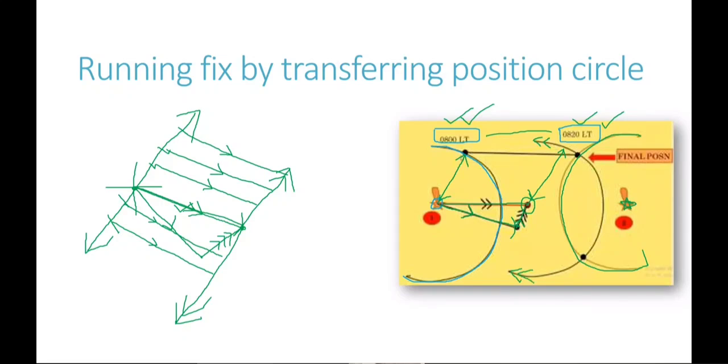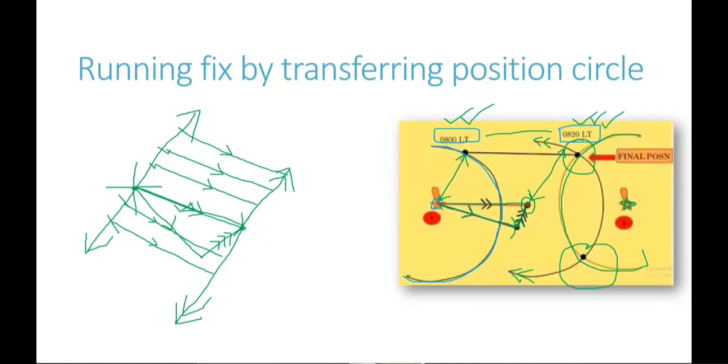Now you can see our transferred position circle, which has been transferred to 0820 now, is cutting the second position circle, which is also of 0820, at two positions. One position is here, another position is here. So when you do this on the chart, you will see that either one of these positions will go on land, or it will go in dangerous waters, shallow waters or wreck or somewhere. One of the positions will be in safe waters, one will be over land or in dangerous waters. So obviously the vessel is at the position which is in safe waters.